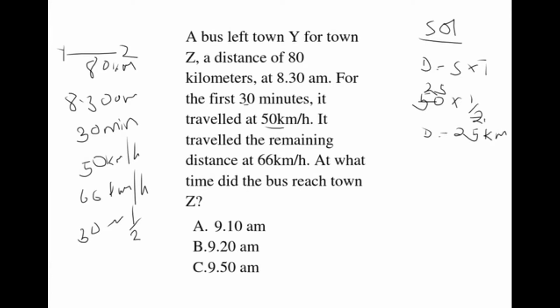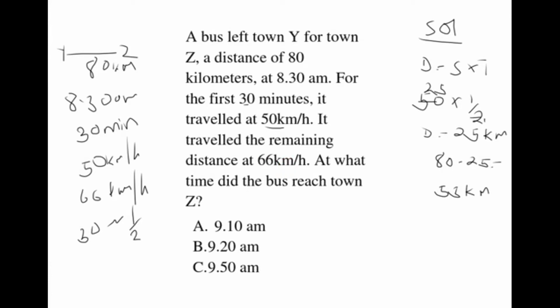Then for the remaining distance, we take 80 and subtract 25. So the remaining distance was 55 kilometers. Then the average speed was 66 kilometers per hour.